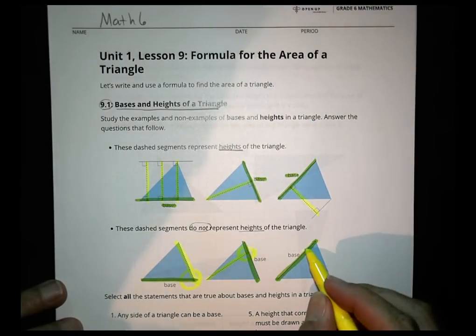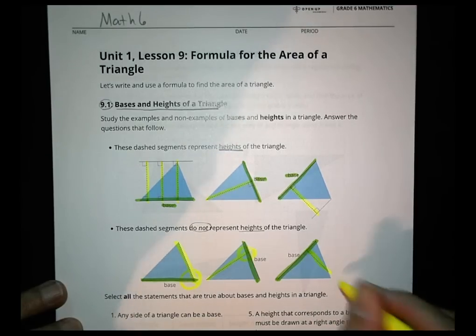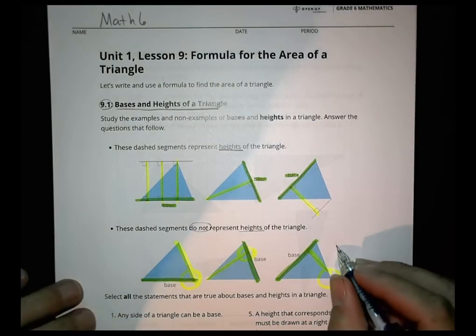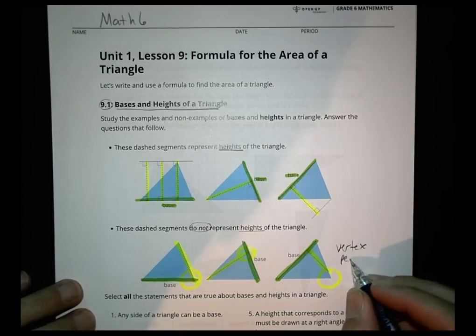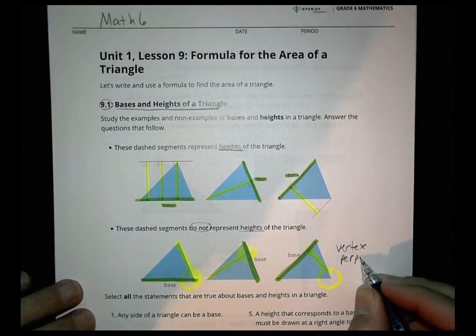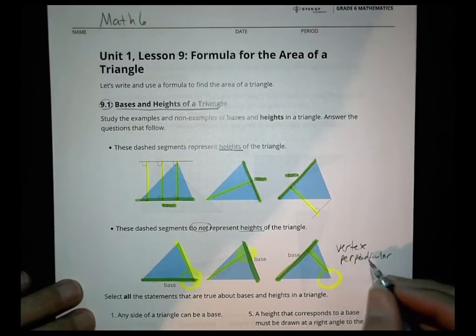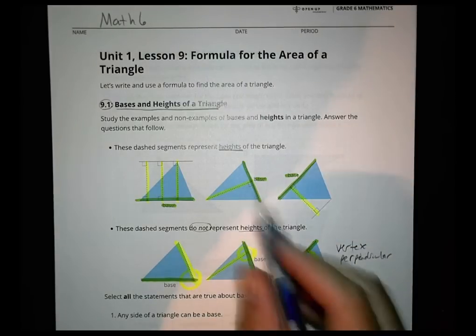This one does have a right angle, but look at where it starts. It starts here off to the side. It needs to begin at the vertex. Those are two important things there: it has to start from the vertex, and it also has to be perpendicular. Alright? So it has to be perpendicular and come from the vertex in order for it to actually be a height there.